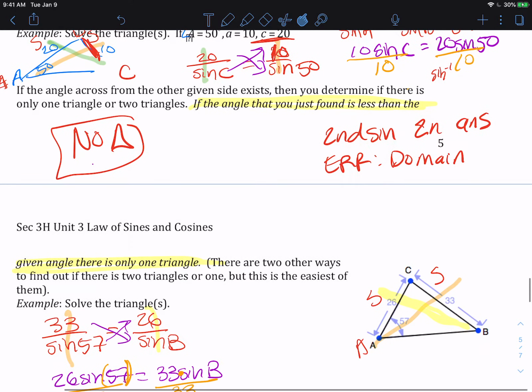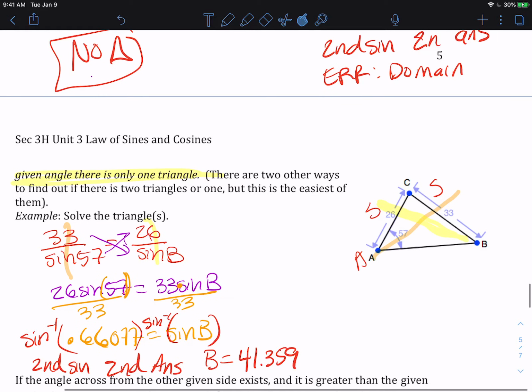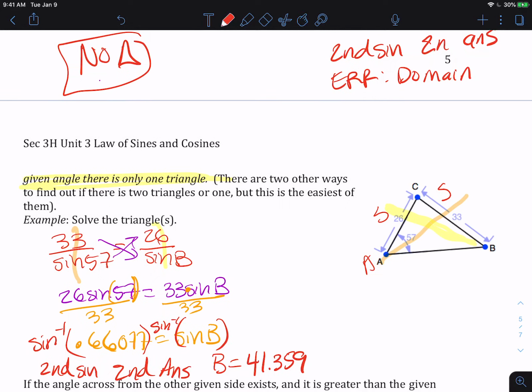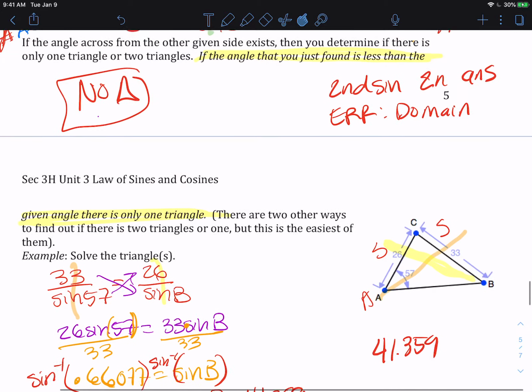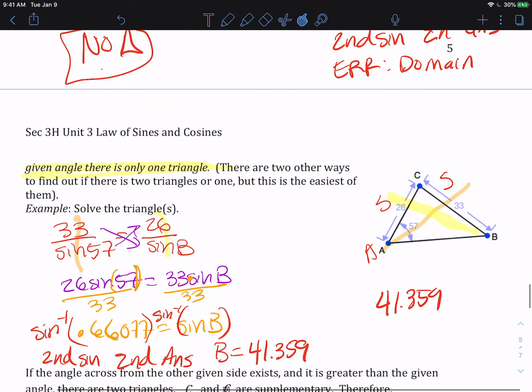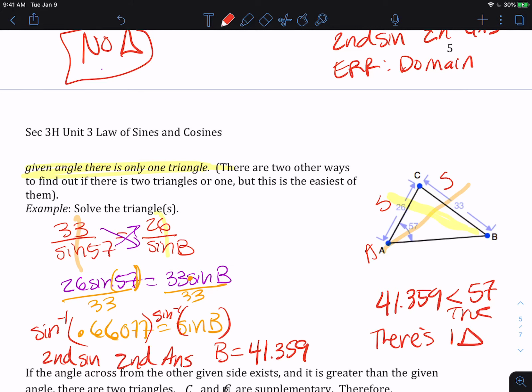So notice here, the angle that we just found is 41.359. If that angle is less than the given angle, so we want to know, is that less than 57? Yes, this is true. If that's true, then there's only one triangle. So then you can just finish solving that one triangle. For the sake of not having a lot of things in the picture, I'm just going to put this as 41, which means that now I can find my angle C.